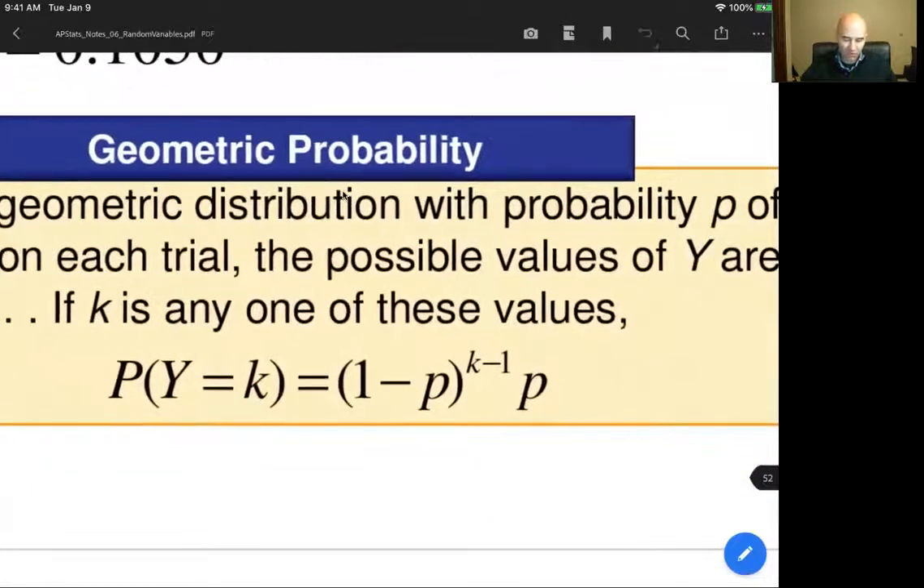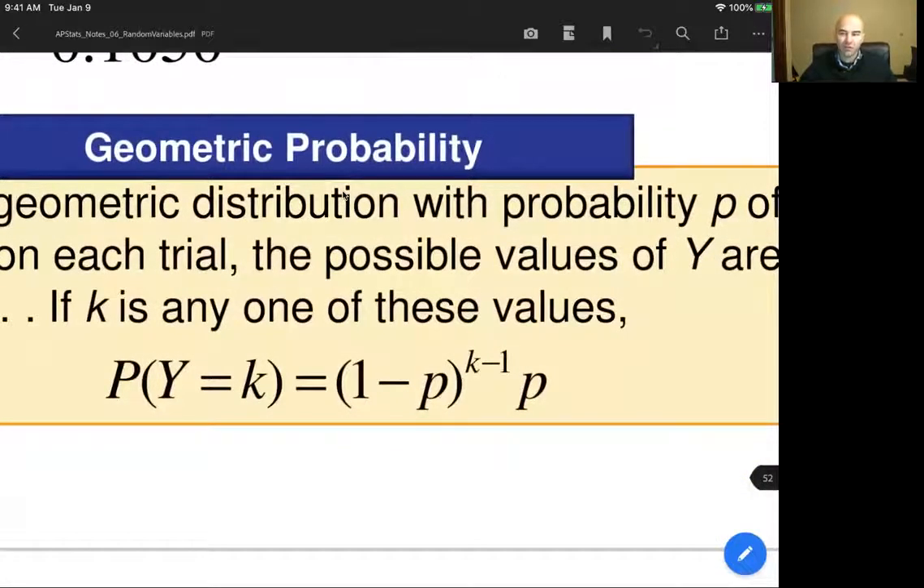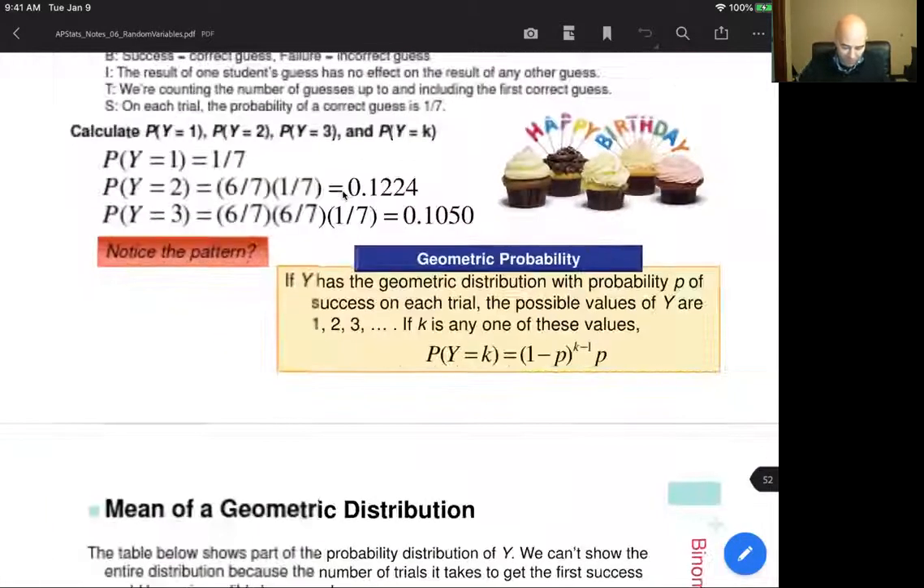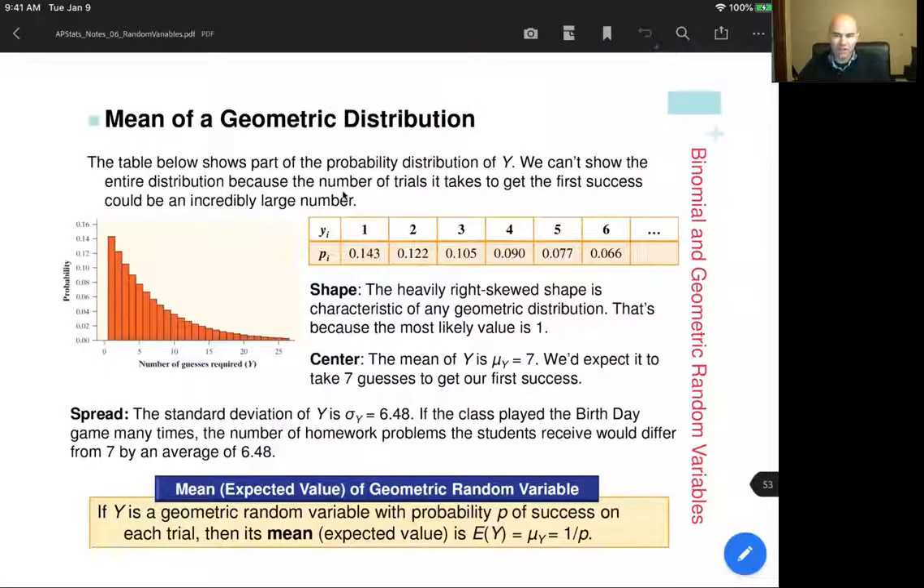So this is the formula for calculating a specified number of trials in a geometric setting. It's just the probability of failure to the power of 1 minus when you want to be successful, times the probability of success. So if we want to be successful on the 5th time, that means we're failing 4 times, and then we're successful on the 5th one. And you can use that to calculate the whole probability distribution.